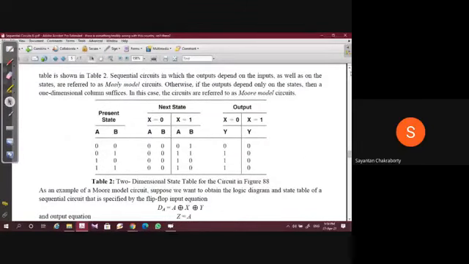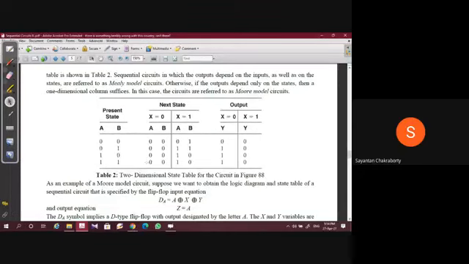Enough. Let us see. Is this table still visible?